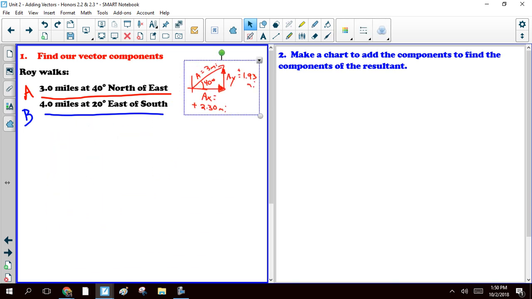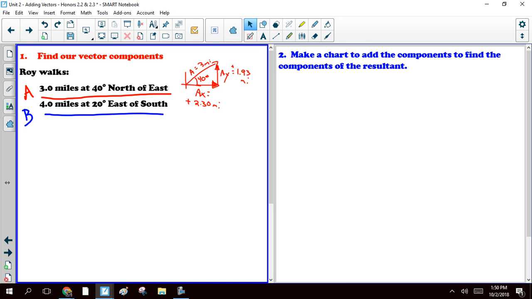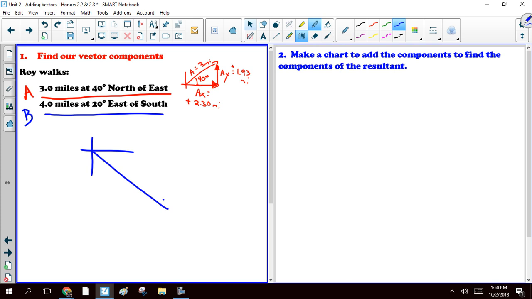Let's move it over here. Now I'm going to repeat that same process for vector B. Here's my compass. We're going southeast, right? And it's 20 degrees east of south. So here's south, 20 degrees east of south. This is obviously not drawn to scale. Here's my vector B, it's 4 miles. So now I can close off my triangle.